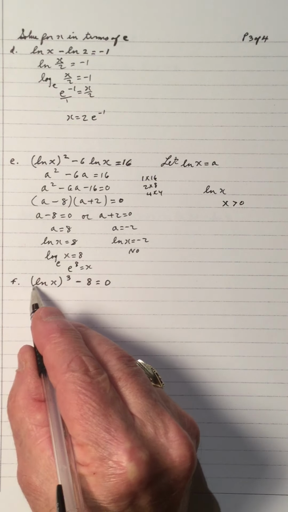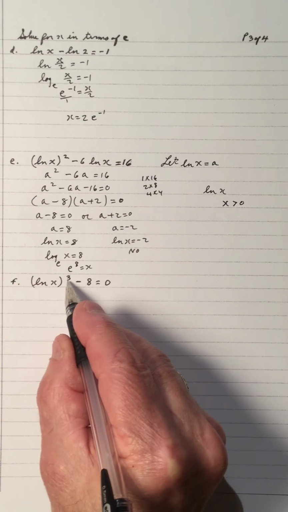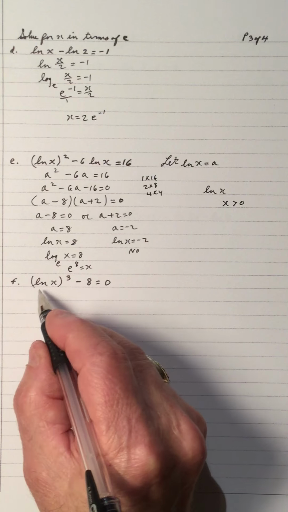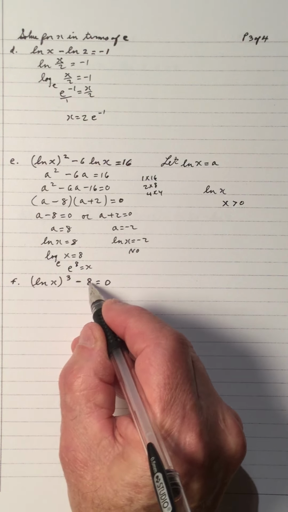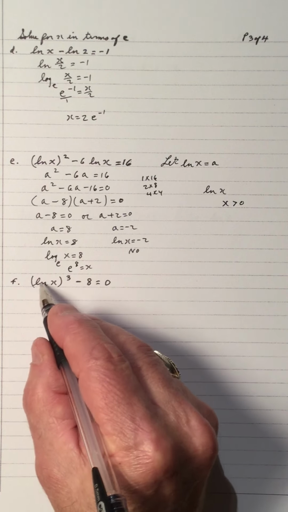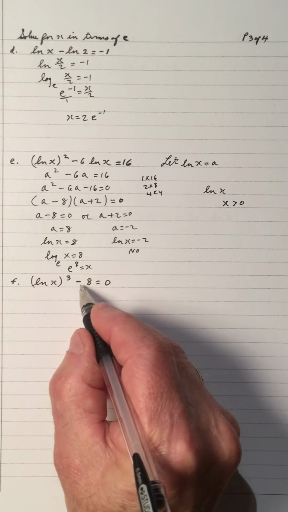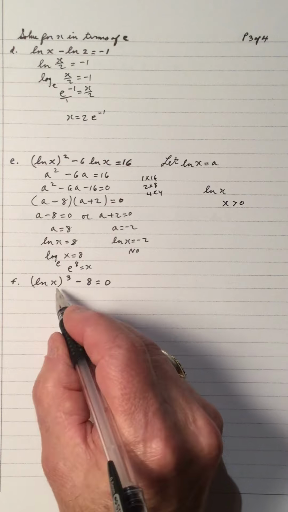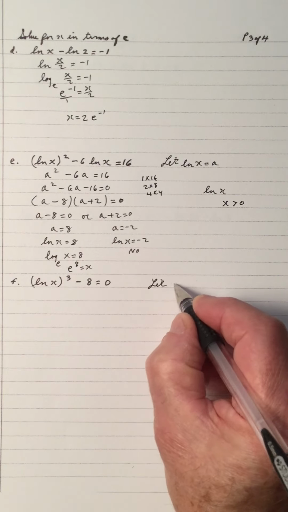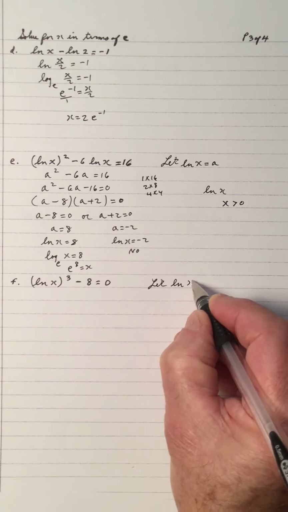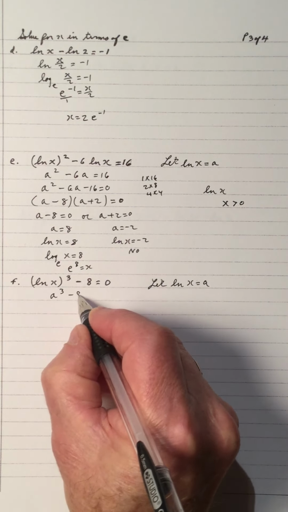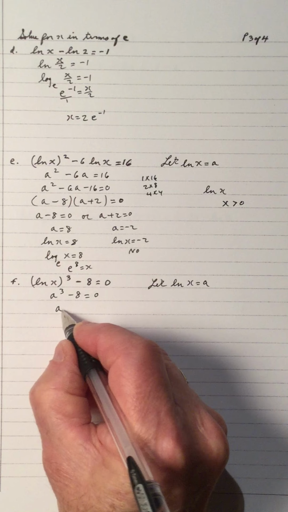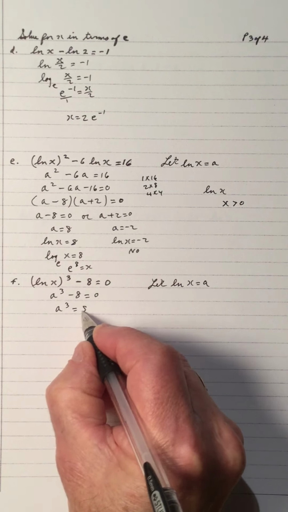If we have another one, ln x all cubed equals negative 8, or no, let's try it again. Ln x all cubed minus 8 equals 0. So this is a cube, so we'll let ln x equal a. So a cubed minus 8 equals 0. That means a cubed equals 8.